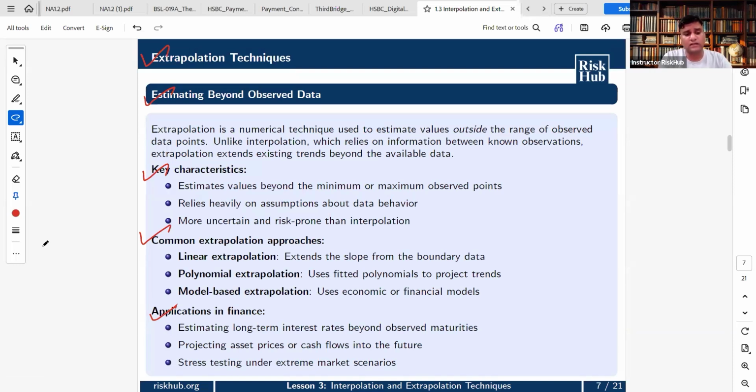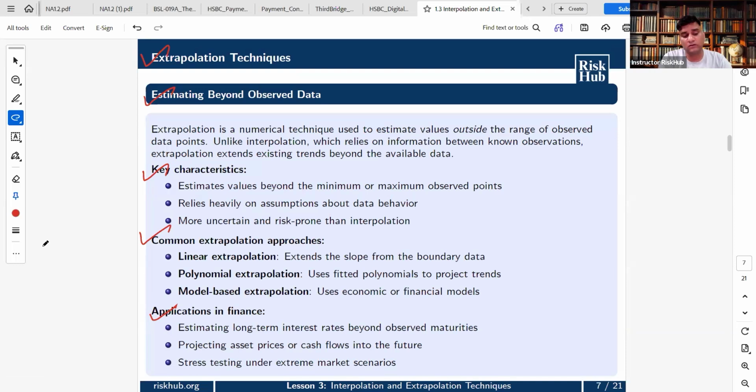For example, known data: yield curve up to 10-year; required value: need 30-year yield. Known data: volatility surface up to 2-year maturity; required value: need 5-year. Known data: historical data till today; required value: need future projected return. This is inherently riskier because we are assuming the past continues.